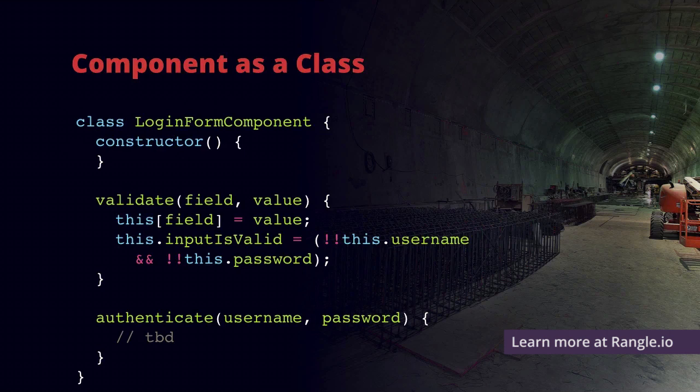So we'll tell it which field we want to validate, and we'll provide the value, and it will update whether the input is valid based on this. And by the way, this is the kind of case where maintaining local state actually makes a lot of sense, right? Because this is not shared state with other components. This is state entirely internal to this component. And then we have an authenticate method that is actually going to do authentication, and the implementation is going to be TBD.